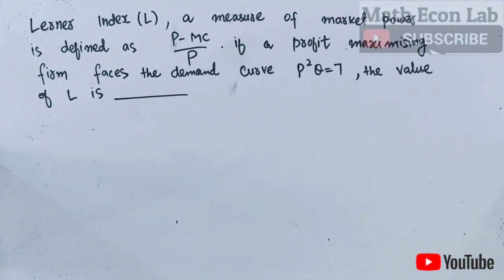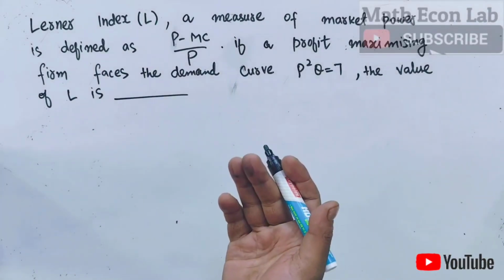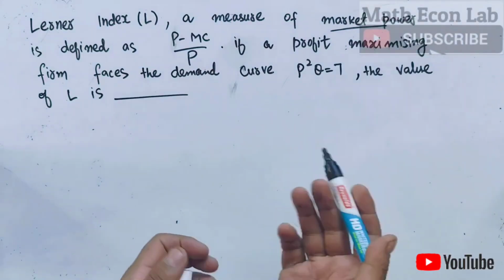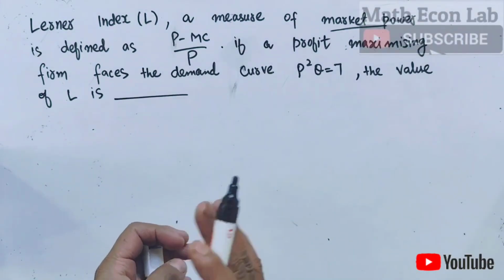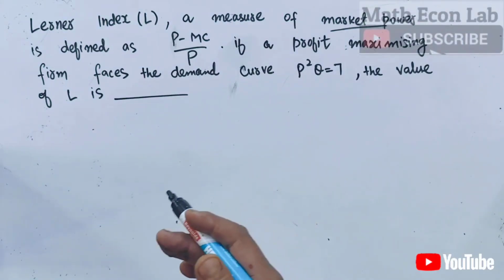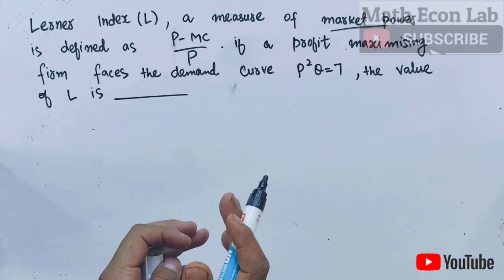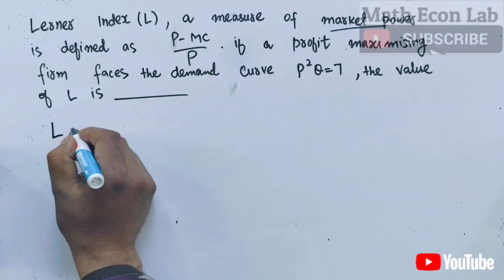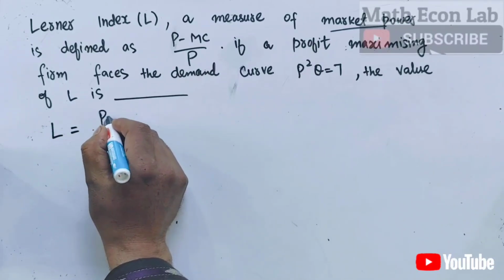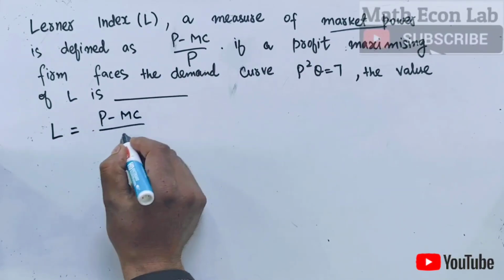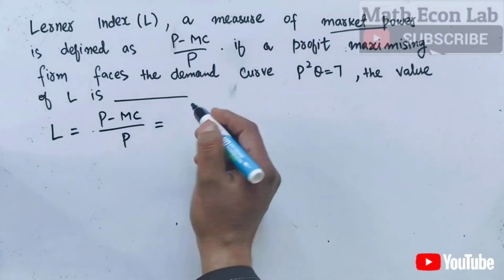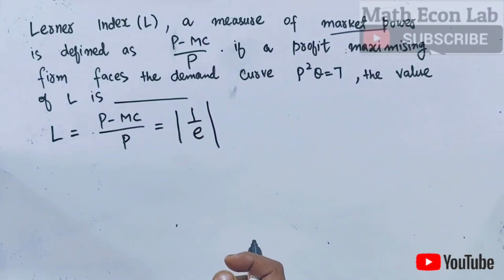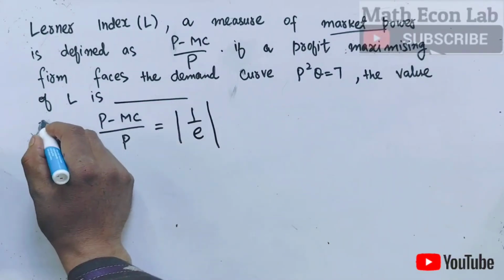Okay, so we are being given the Lerner's index. By Lerner's index, what we mean is it is a measure of market power, the ability of a firm to charge price above the marginal cost. We call that the market power, and the relationship is that Lerner's index is equal to price minus marginal cost upon price, which is equal to the absolute value of elasticity of demand. This is the relationship. We need to find out the value of L.